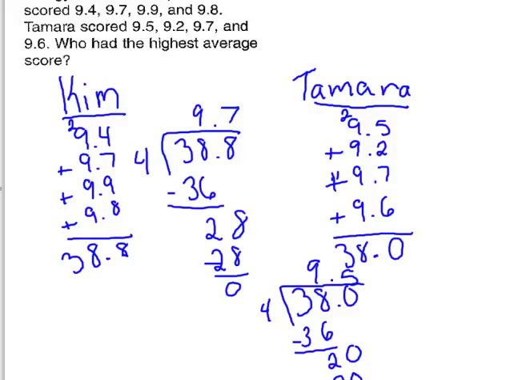So you notice I have an average score of 9.5. I'm going to write it right over here, and I'm going to compare that to 9.7. Okay, well, the 9s are equal, so I can cross those out. And then I can compare 7/10 to 5/10. And we know 7/10 is greater than 5/10, so 9.7 is greater than 9.5. There's our answer right there. Who had the highest average?